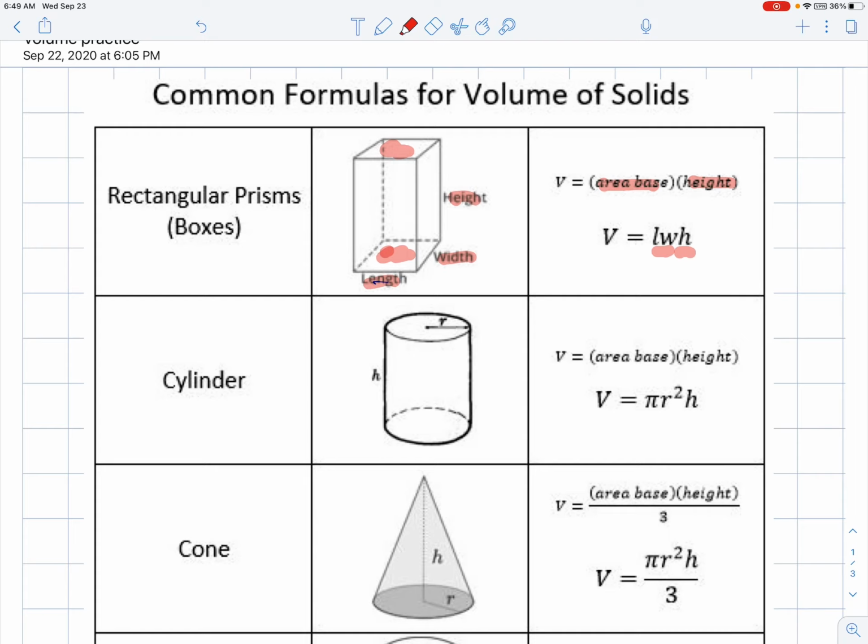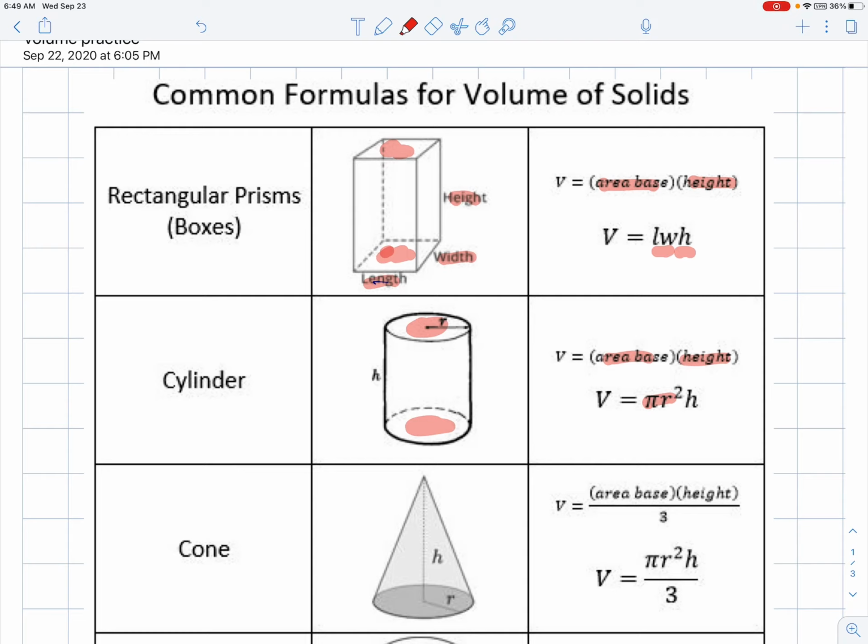All right, so in this case, the next formula, we have what's referred to as a cylinder. It's similar to the rectangular prism up above because the top and the bottom, again, are the same shapes. So the formula is very similar. It's area of the base times the height. But this time, the base is not a rectangle, it's not a triangle, it's a circle. So the formula for area of a circle would be pi times the radius squared.